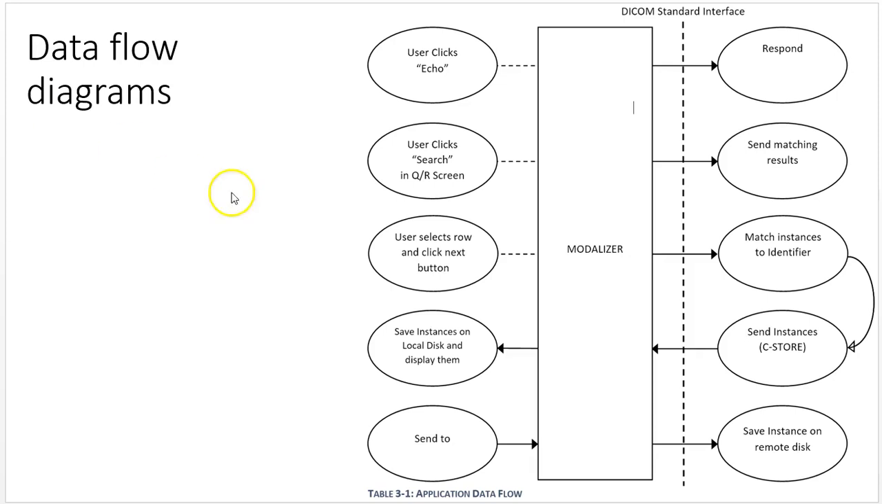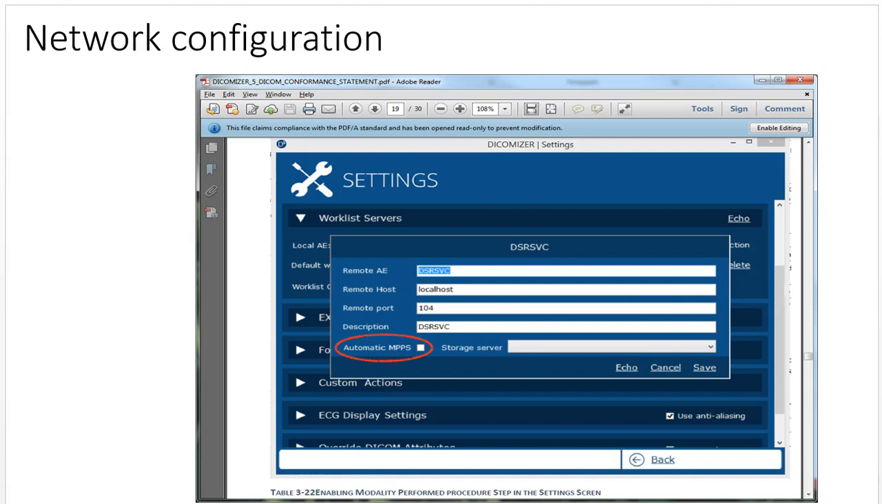So when a user clicks echo, the other device should respond. When a user on this device clicks search, the other device should send matching results, and so on and so forth. So it's what you do on this side, what the expected outcome is on that side. Like I said, it's an expected outcome.